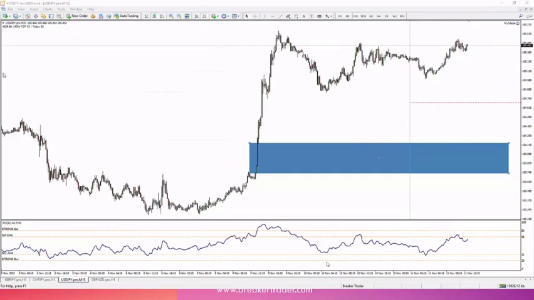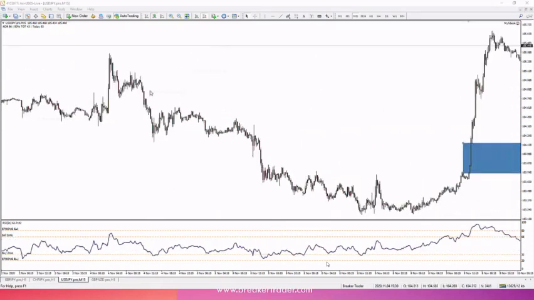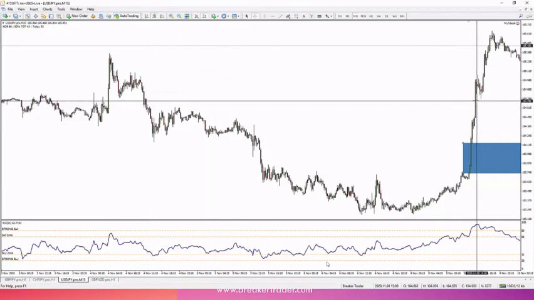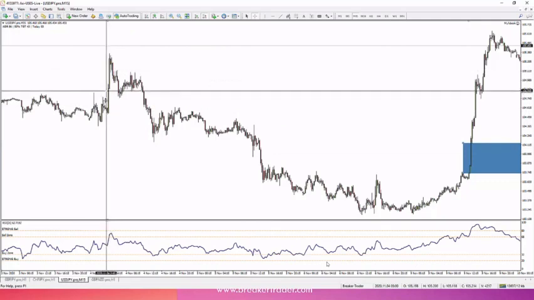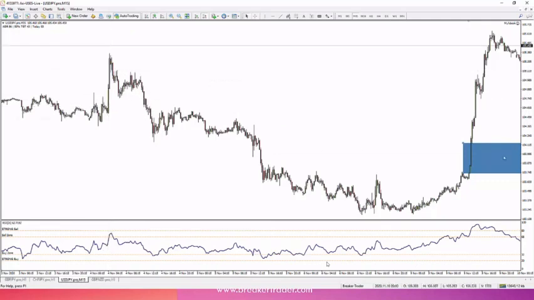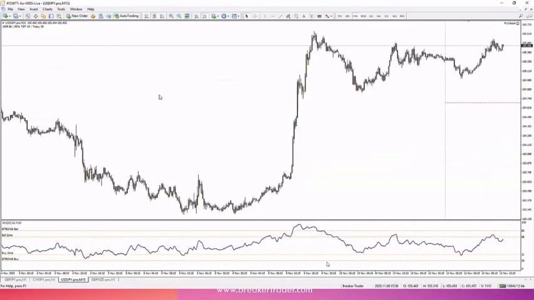If you look back at the previous one we spotted, which was here, and look how long it took. This was the 4th of November. This didn't fill until the 9th of November. So these can take many, many days to fill in. But this big propulsion candle here was filled in within a couple of hours. So these imbalances become key areas that we're going to look to target when we take a trade.